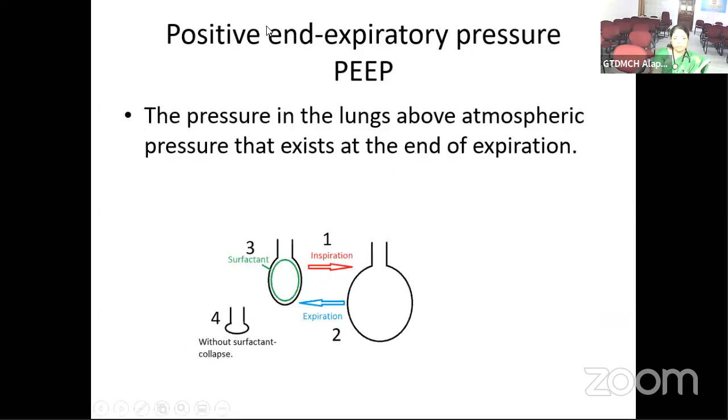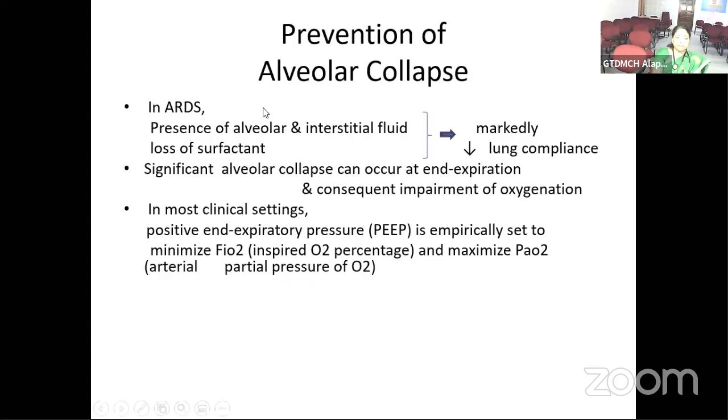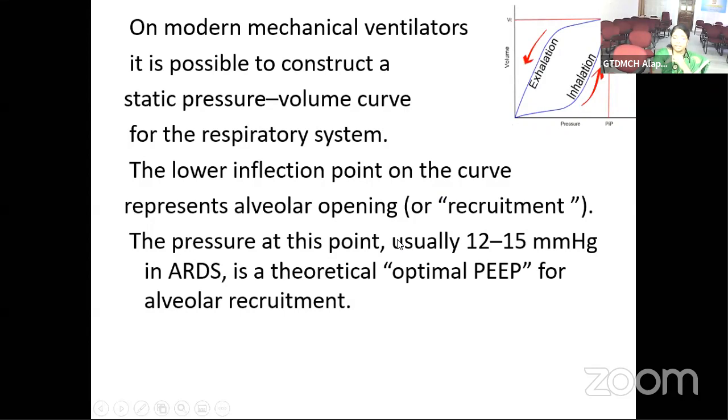Then I told you what is PEEP, that is positive end expiratory pressure, the pressure in the lungs above the atmospheric pressure that exists at the end of expiration. Due to absence of surfactant, the alveolus will collapse. So you should prevent this collapse by giving a PEEP. In ARDS, presence of alveolar and interstitial fluid and loss of surfactant will lead to markedly decreased lung compliance. So you have to give a PEEP, and we will arbitrarily set the PEEP.